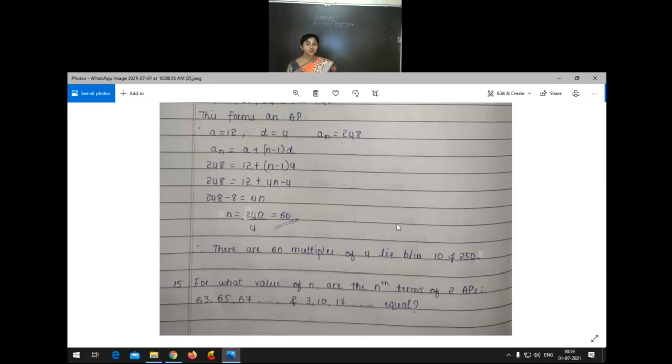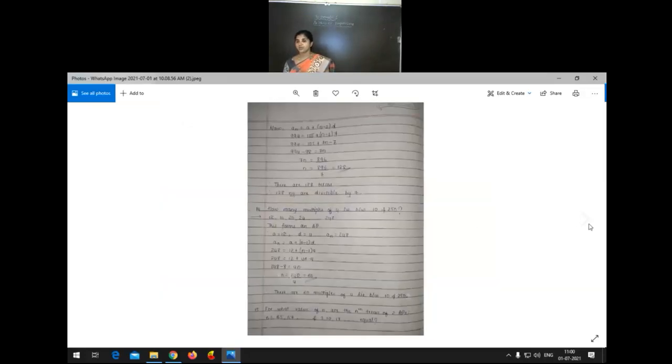Got the idea now? Now we have to find for which term the nth terms are equal. We have to move from this data only. Start by saying both APs' nth terms are equal and fix n that way, then you will get the n value. Okay, now you can see the solution for this.